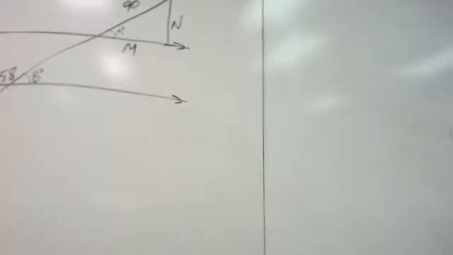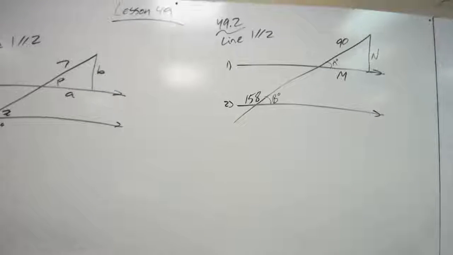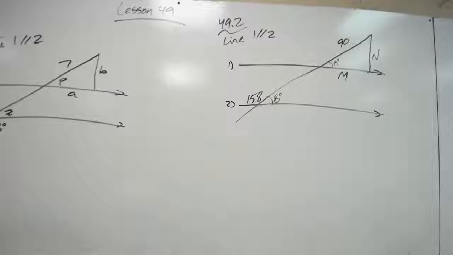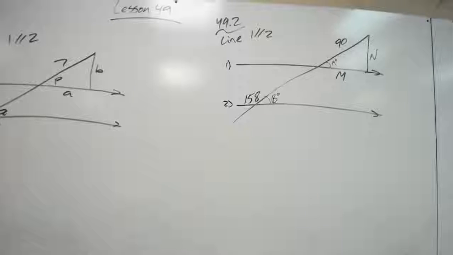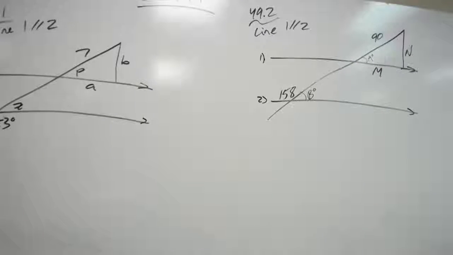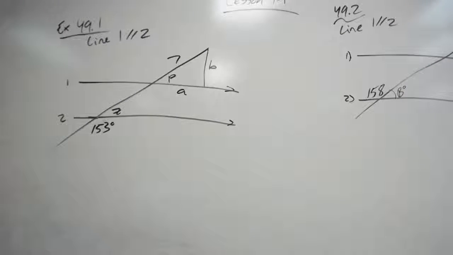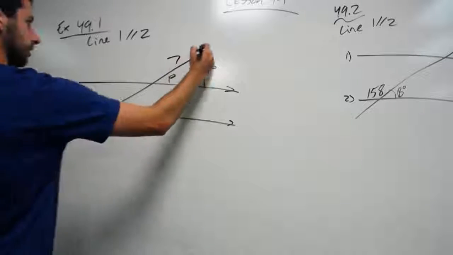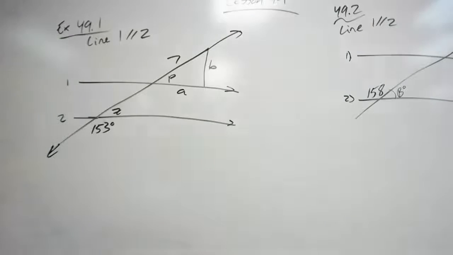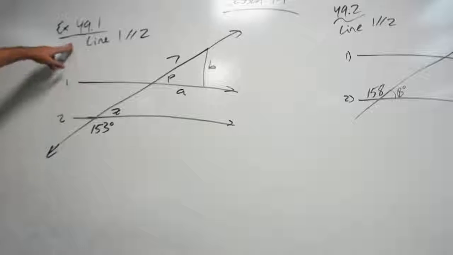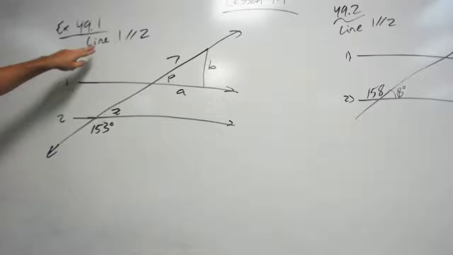Now, the next concept we're going to look at is transversals. We've done this in the past. We know that a transversal is a line that intersects two parallel lines. Well, the truth is they don't have to necessarily be parallel, but intersects two lines. So this is our transversal. Now, example 49.1 says that lines 1 and 2 are parallel.